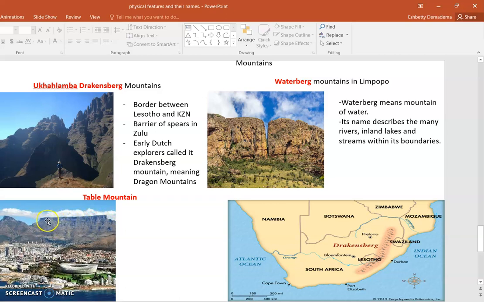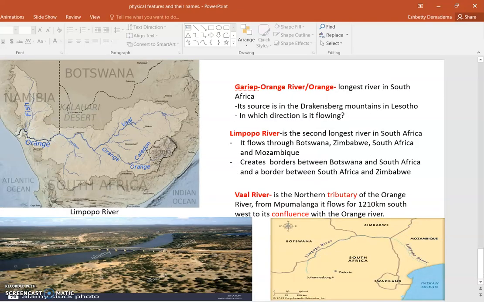You can see that this mountain looks like a table, and that's where it gets its name from. So our mountains are very important, and we've got some mountains here that have drawn people from far and wide just to come and see what kind of mountains we have in South Africa. And then our last feature is rivers.